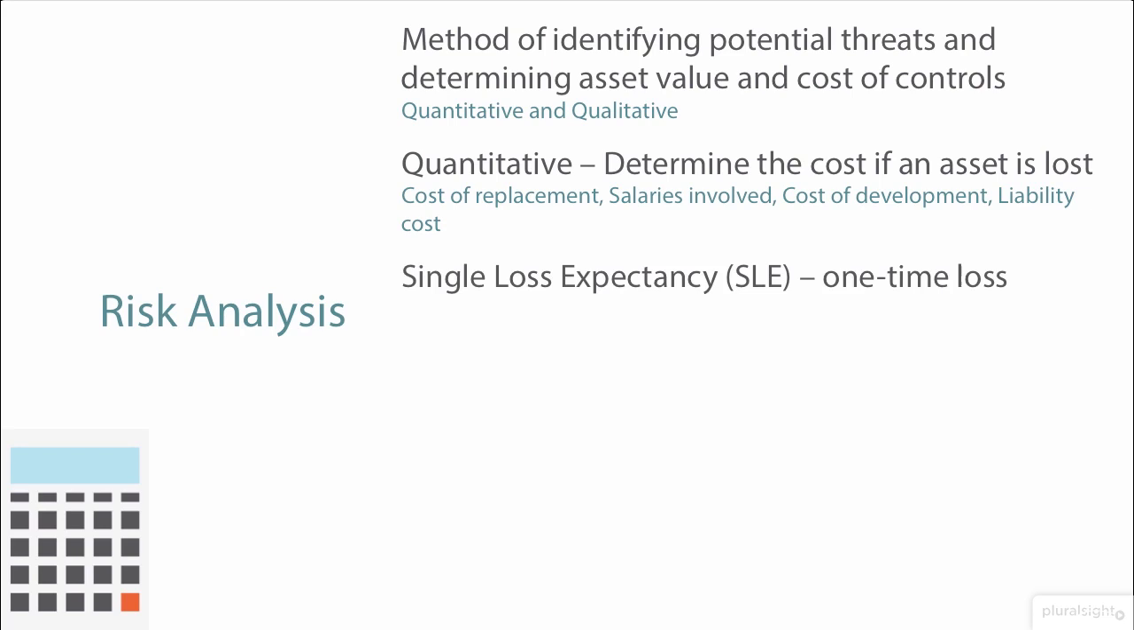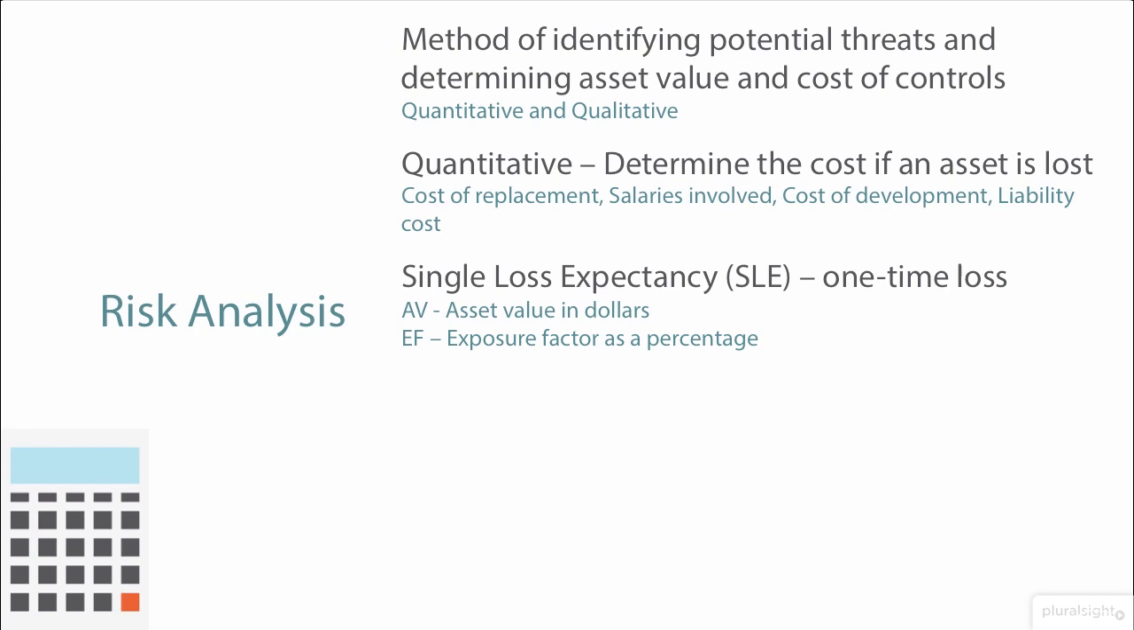Now, a little bit of the terminology that we're looking at is single loss expectancy, SLE. And by the way, you want to know this for the exam. This is the one-time cost of the loss. And how we calculate that, and it looks a little strange, is first of all, we need the asset value in dollars. So AV will be the asset value in dollars, and then EF is the exposure factor as a percentage. Here's what we mean by exposure factor.